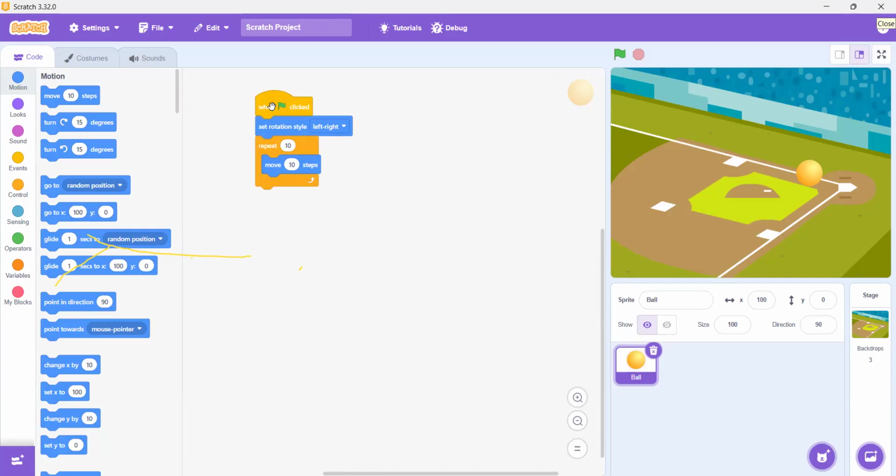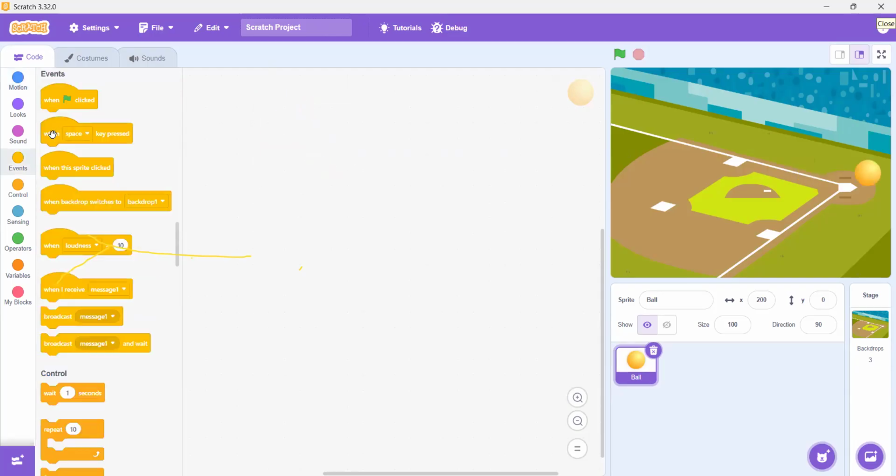Is it clear up to here? Supposing I am removing the flag. I don't want the flag. I want to use another one. I'm using this space one. Okay, I go back to space, then I use the direction.